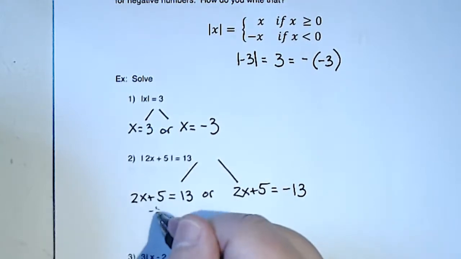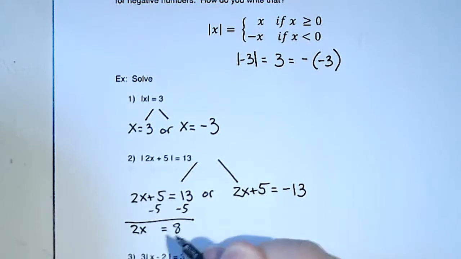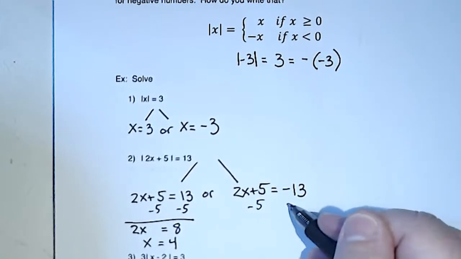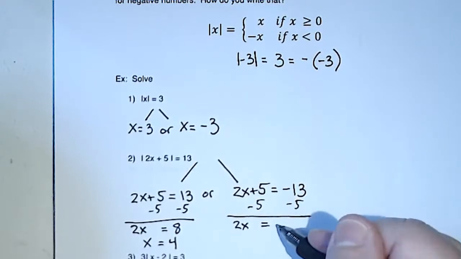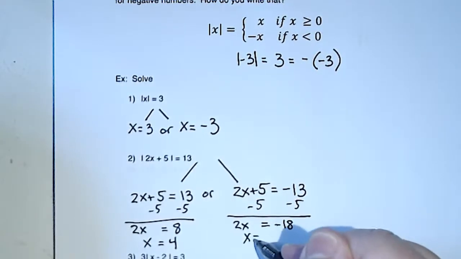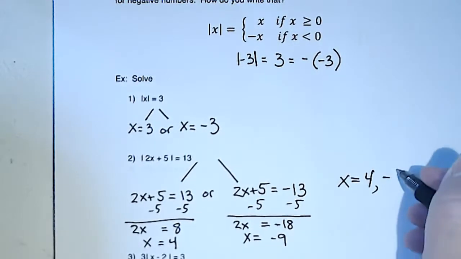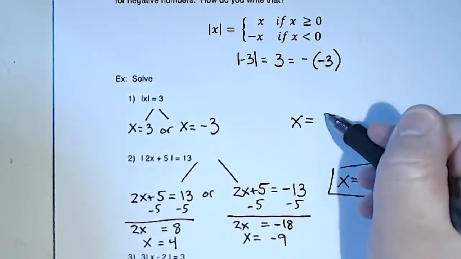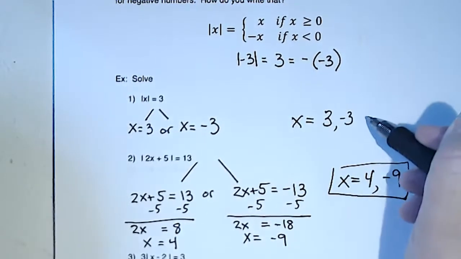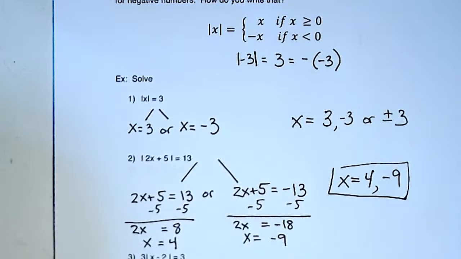So in this case, let's see, I get 2x equals 8 or x equals 4. And in this case, I get 2x equals negative 18 or x equals negative 9. So my answer is two answers. And you know what? I didn't write out my final answer here. So I could write it as 3, negative 3, or I could write it as plus or minus 3, or I could write it a couple other ways.